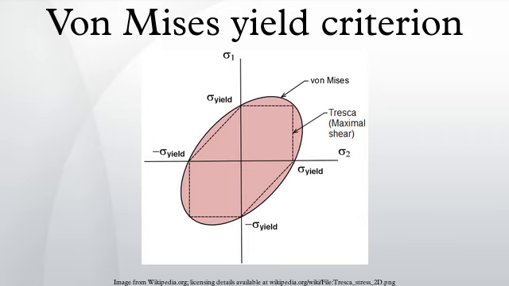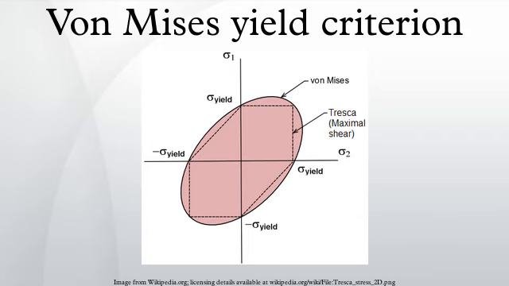Although formulated by Maxwell in 1865, it is generally attributed to Richard Edler von Mises. Tytus Maksymilian Huber, in a paper in Polish, anticipated to some extent this criterion. This criterion is also referred to as the Maxwell–Huber–Hencky–von Mises theory.